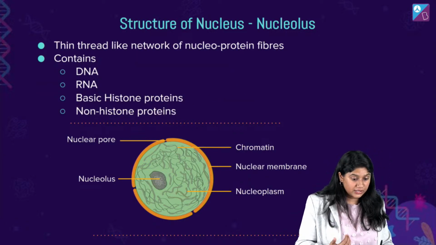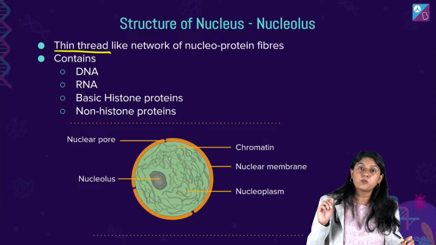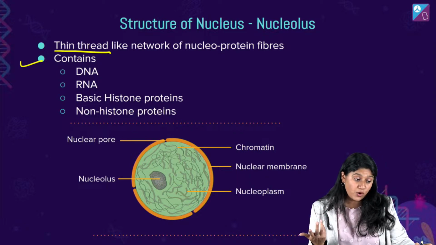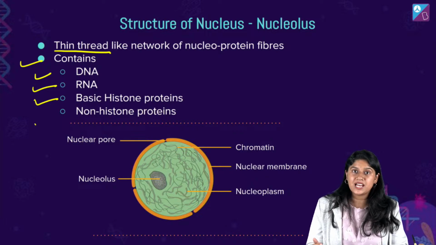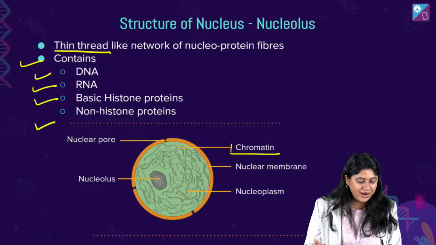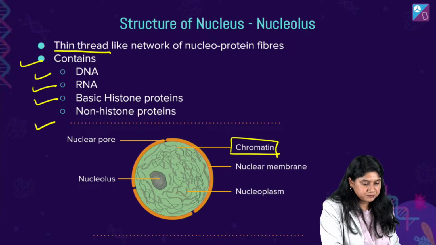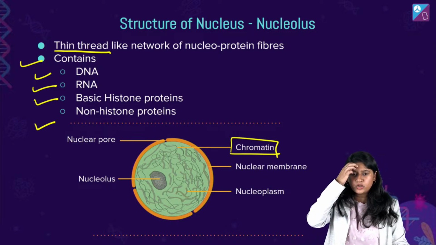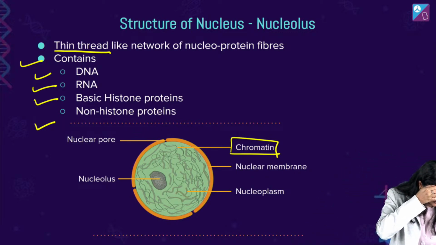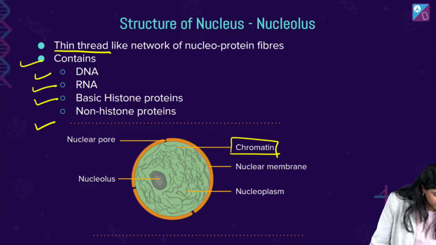Then of course, if you take a look at this, we have tiny thread-like structures, which are called nucleoprotein fibers. What do they contain? They contain DNA. We have RNA, basic histone proteins and non-histone proteins. ये chromatin की बात कर रहे हैं. ये chromatin कहाँ पे है? Nucleoplasm में ही है ना? Right? So, yeah, we have these important things, and nucleolus की भी. Everyone, are we clear? Yes. Very good, Ash.